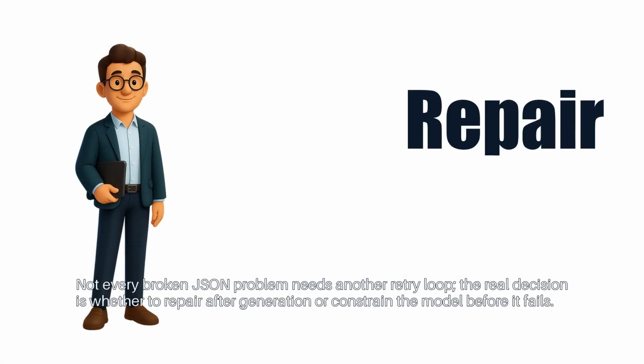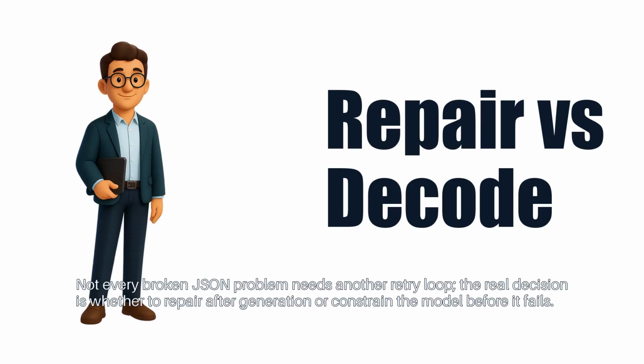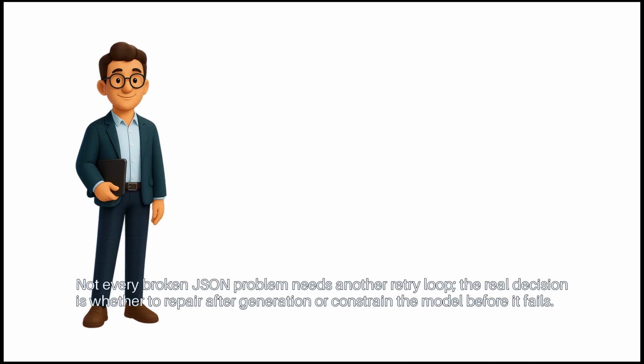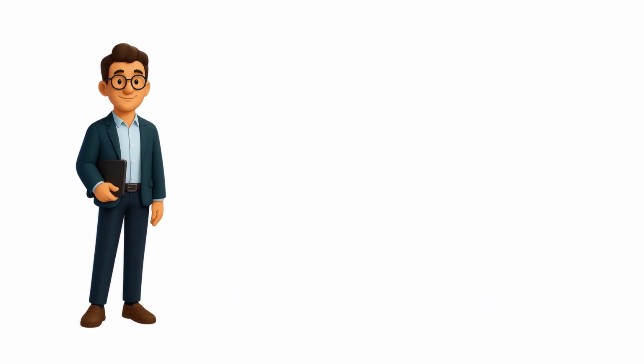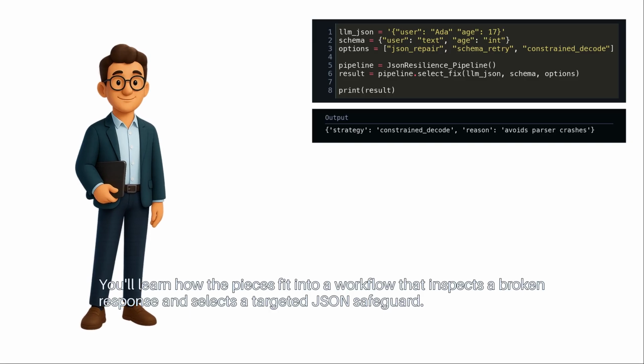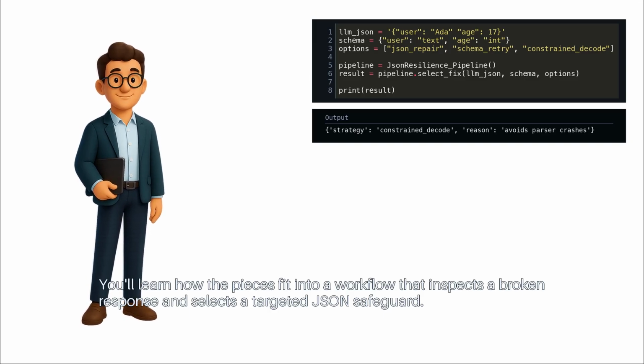Not every broken JSON problem needs another retry loop. The real decision is whether to repair after generation or constrain the model before it fails. You'll learn how the pieces fit into a workflow that inspects a broken response and selects a targeted JSON safeguard.